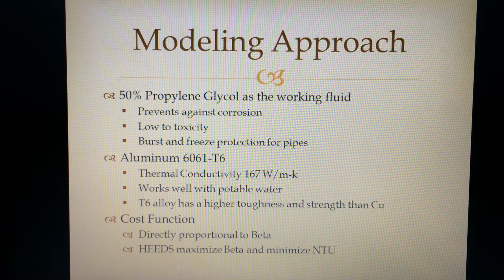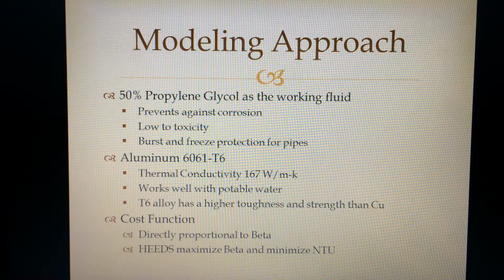The material that we chose was aluminum 6061 T6. Although it has a slightly lower thermal conductivity rate than copper, it works better with potable water, and the T6 alloy is actually tougher and stronger than copper.